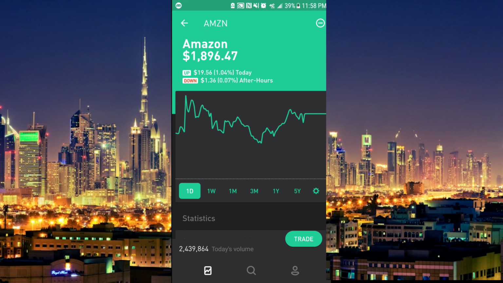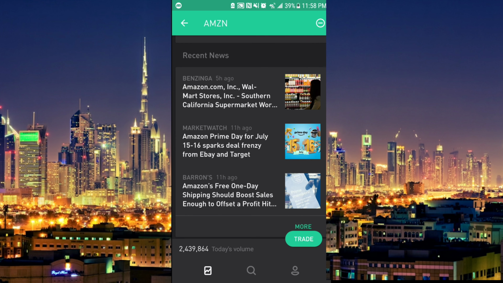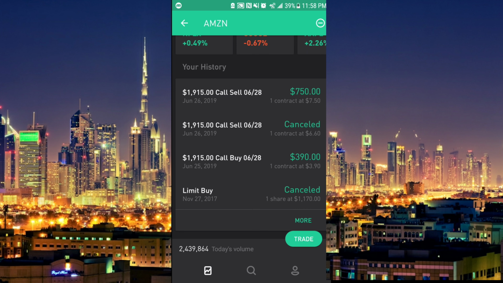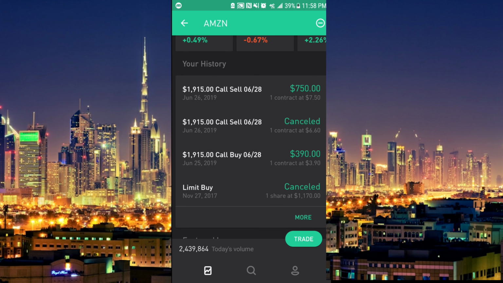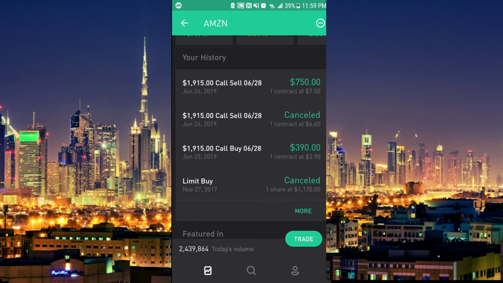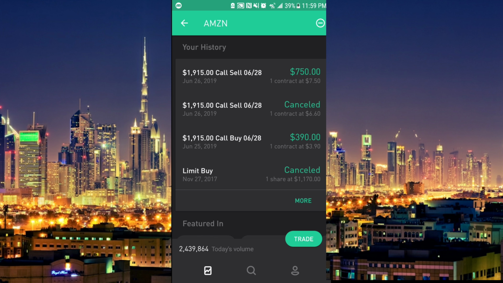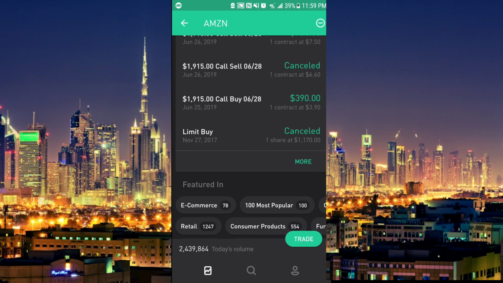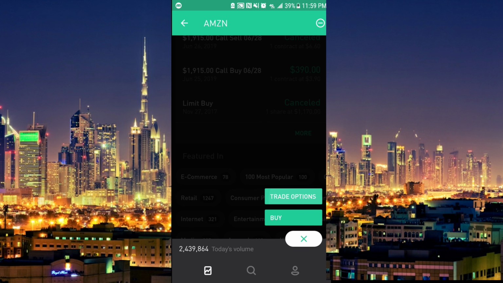So the next trade that I made that actually helped me recuperate the losses from MSFT was on AMZN, and I purchased a 1915 strike call right before close on June 25th at 390, and I sold the following day. So today in the morning I sold at 750. We could have actually gotten more money out of this trade.